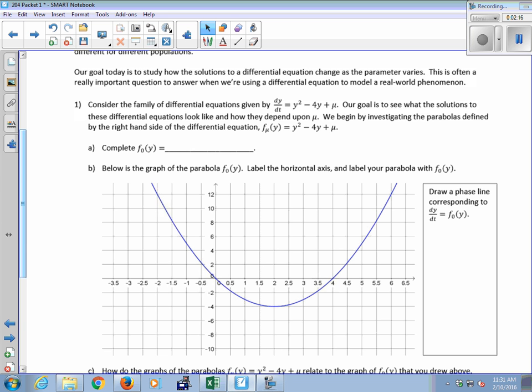Yeah. So we begin by investigating the parabolas defined by the right-hand side of the differential equation. So we're going to call them f sub mu. They look like y squared minus 4y plus mu. So we know how to graph parabolas. You can just put it in your graphing calculator or complete the square and put it in that vertex form. And then I'm going to study them for various mu's. Just going to look at these different parabolas with different values of mu. So f sub 0 means make mu 0, and this is just going to be y squared minus 4y. Yeah, we're making mu 0.